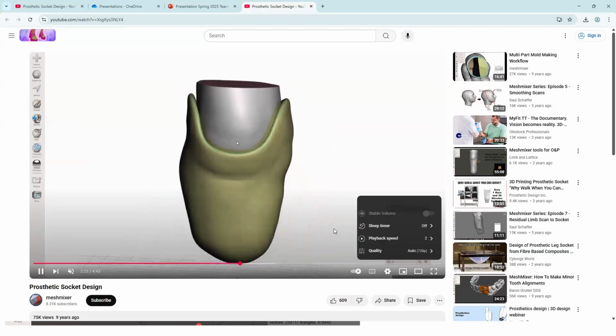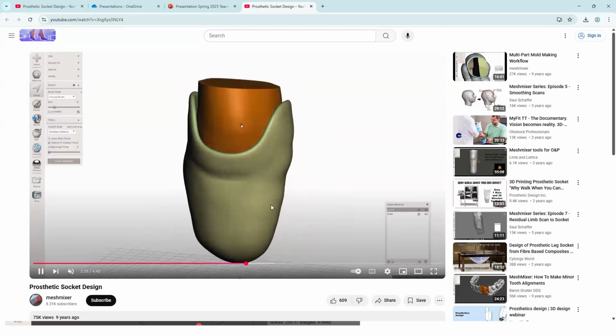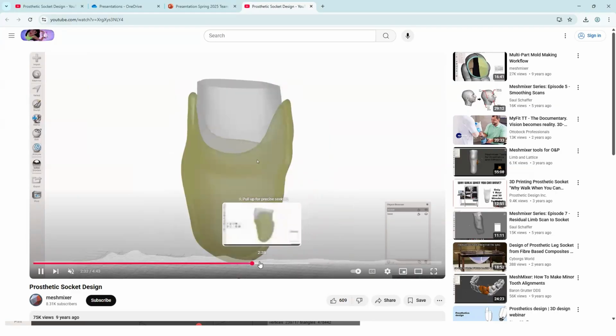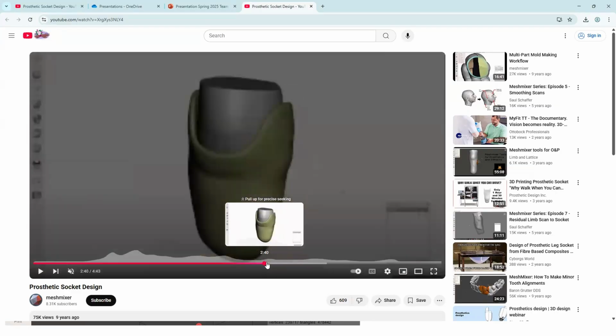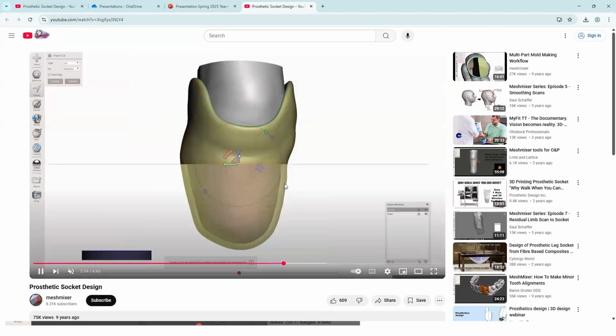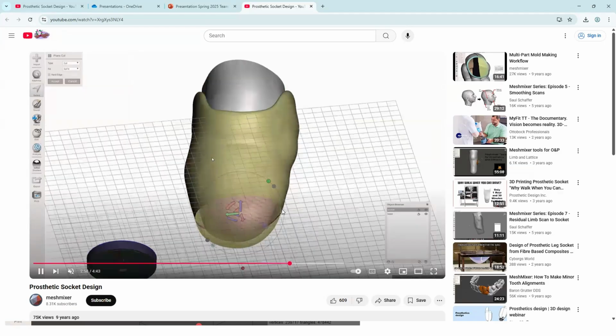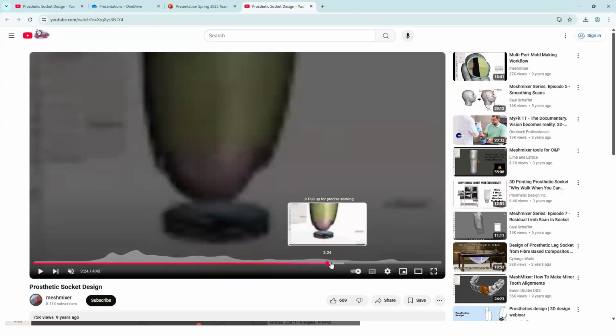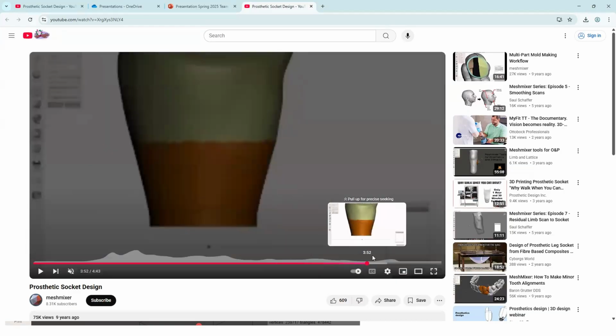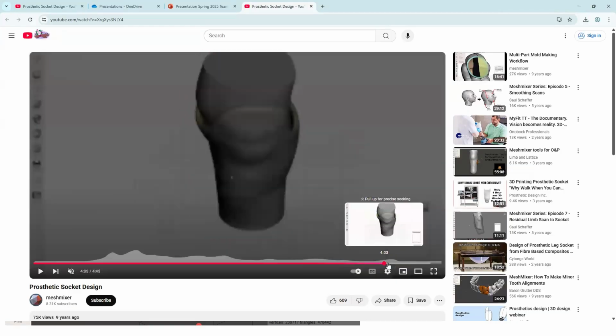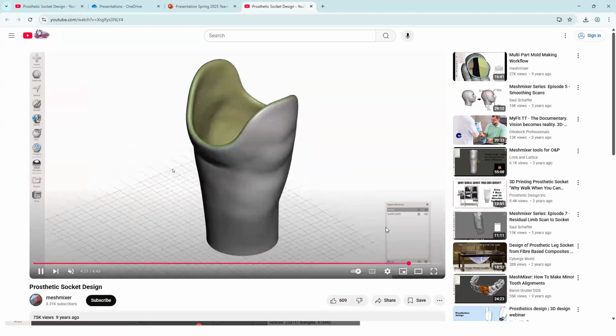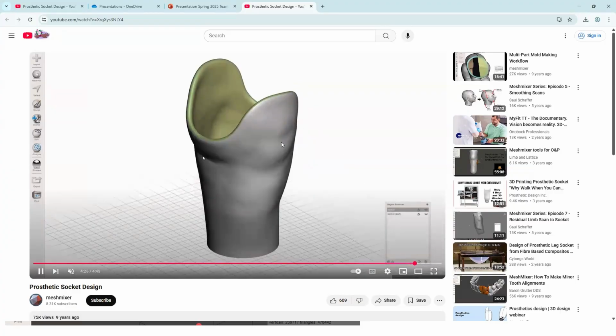So basically, they just did the same thing. They 3D scanned the socket, and using the software, you're just personalizing it to the patient. It's pretty straightforward, pretty easy to use, and that would be the final result.